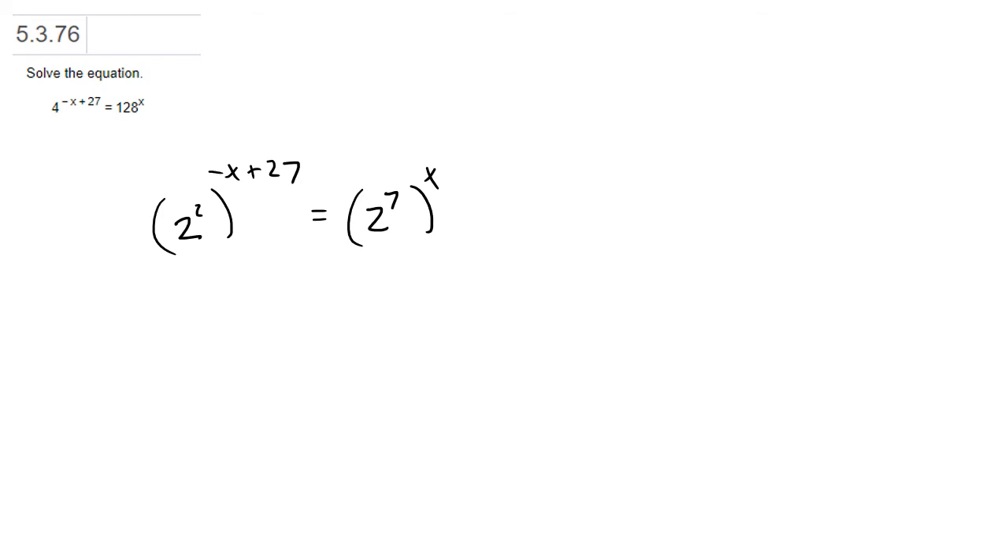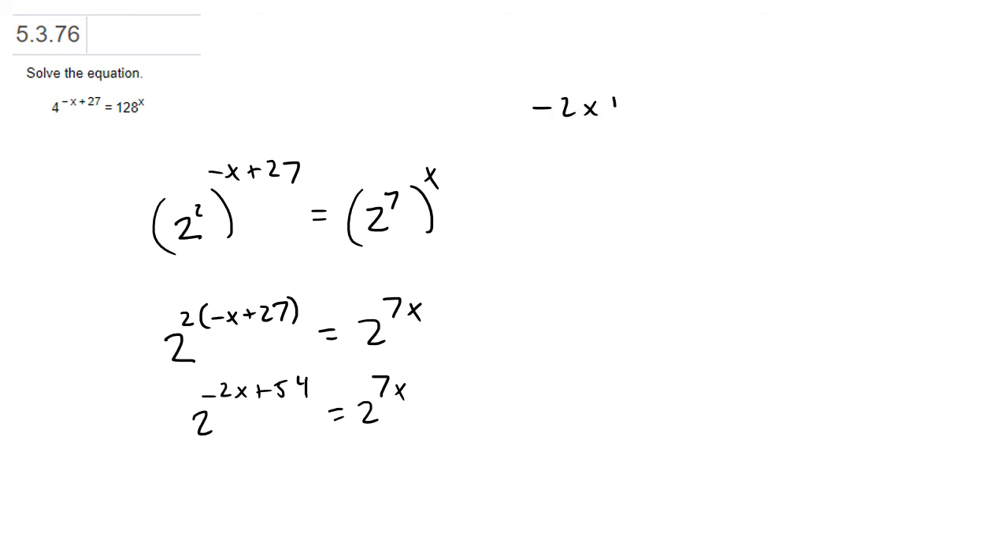Now I can use properties of exponents to say this is 2 to the 2 times negative x plus 27. This is now 2 to the 7 times x. I'll just go ahead and expand that out, negative 2x plus 54. And here I have 2 to the 7x. Exponentials are 1 to 1, which means the two exponents must be equal. I'll add 2x to both sides. Divide by 9 to get x is equal to 6.